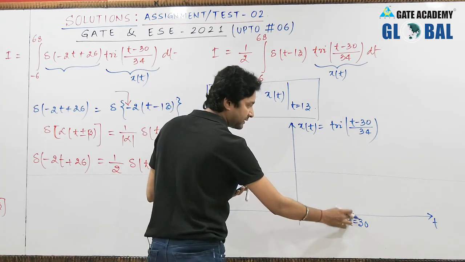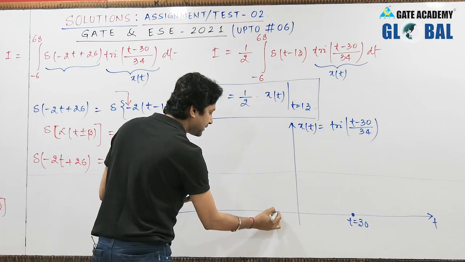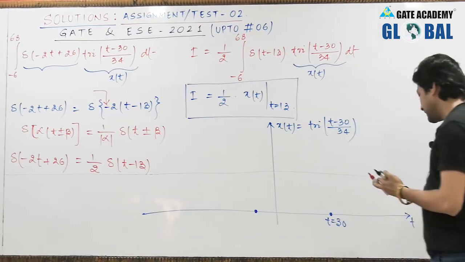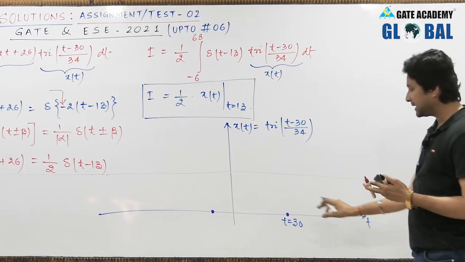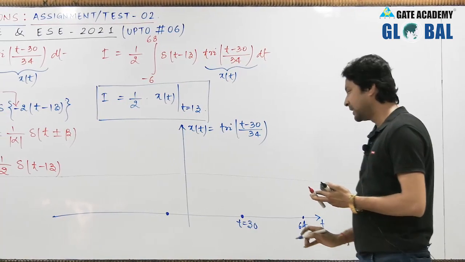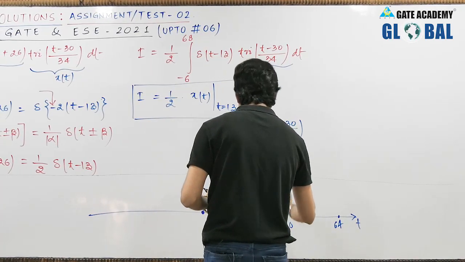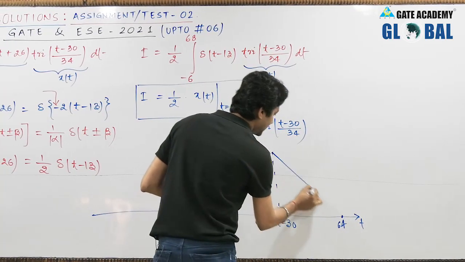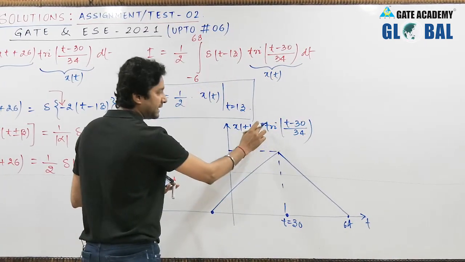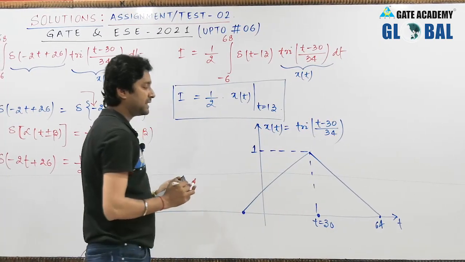If we take 34 from t equal to 30, then we are at t equal to minus 4. This point will be t equal to minus 4, and if you move towards the right side by 34 units, this point will be 64. Now you just have to plot a triangle centered at t equal to 30 and having half width 34. And since it is a triangle with A equal to 1, the amplitude of the triangle is 1.